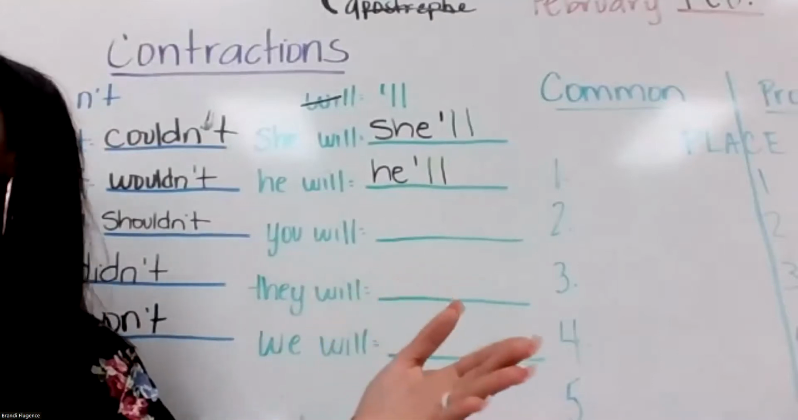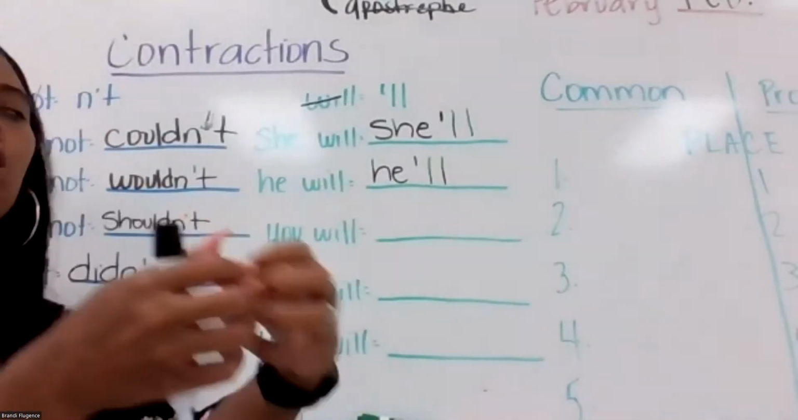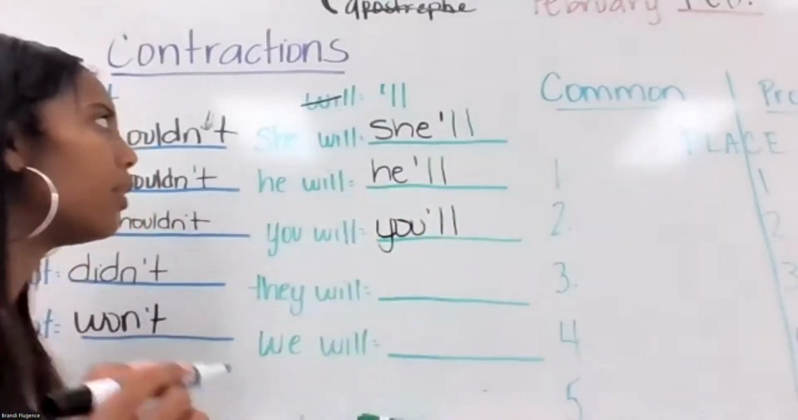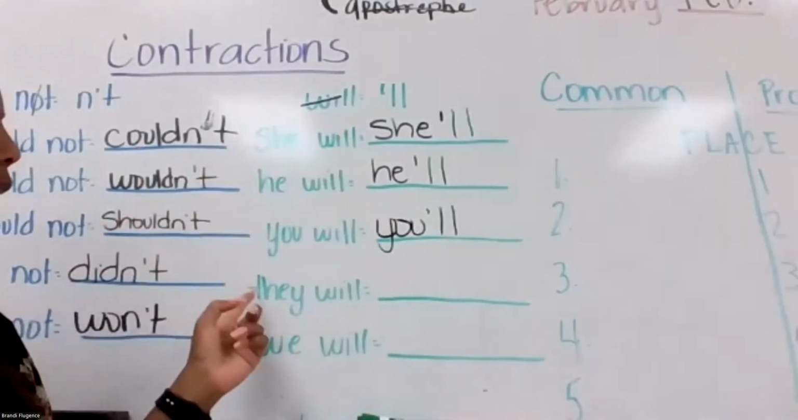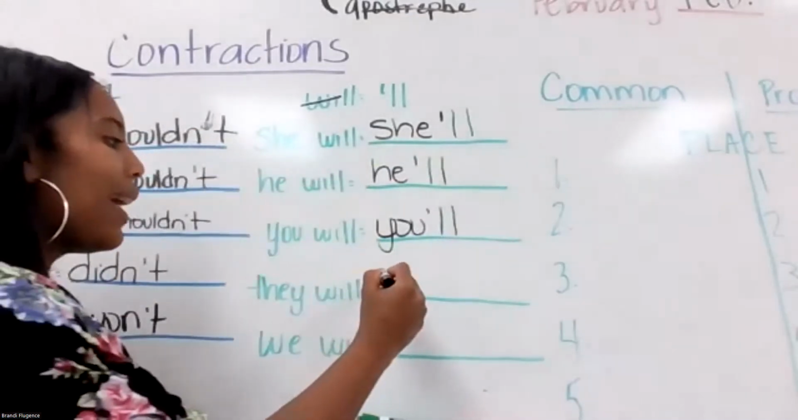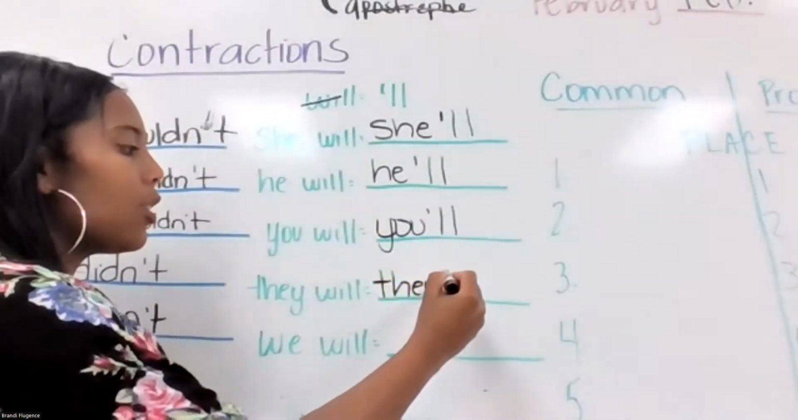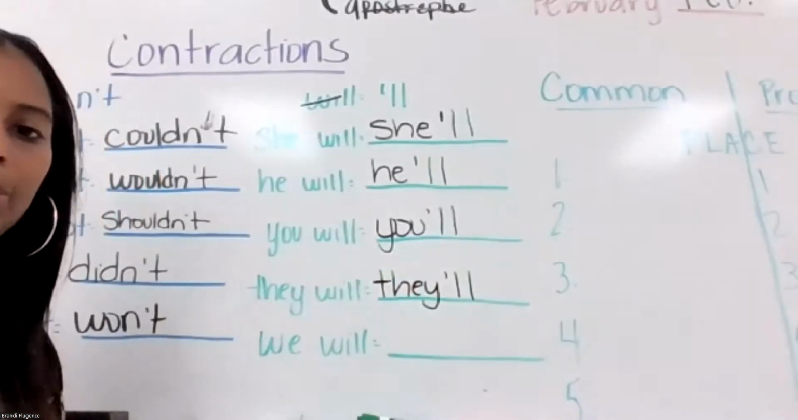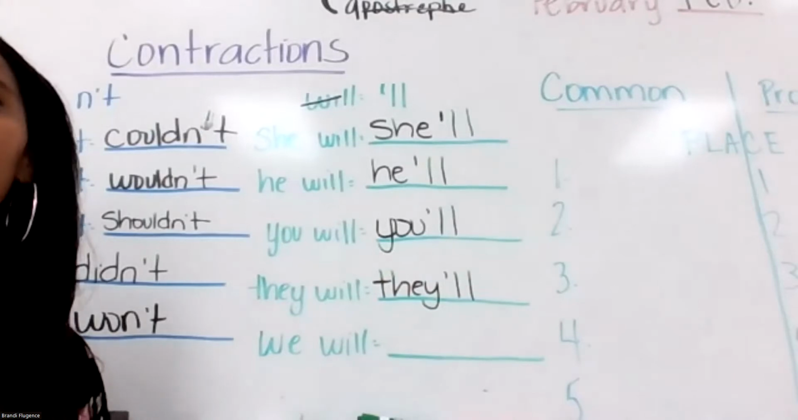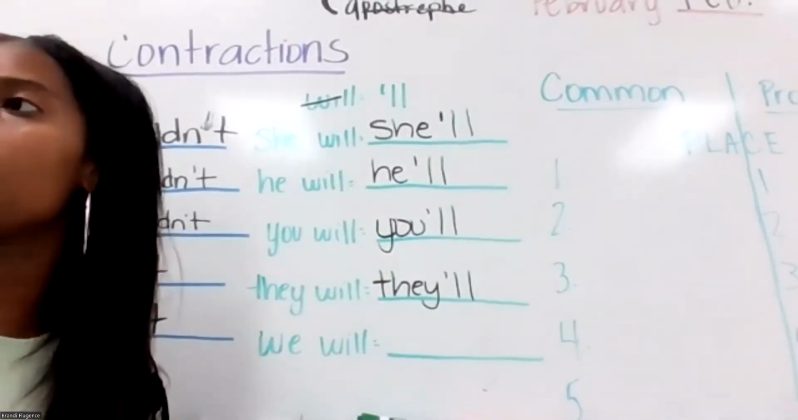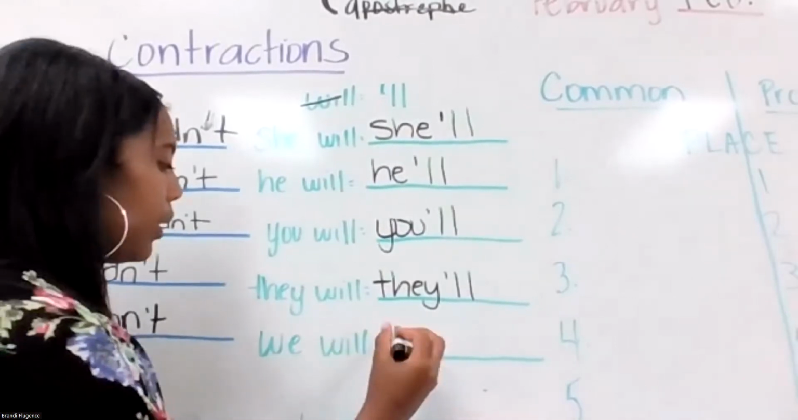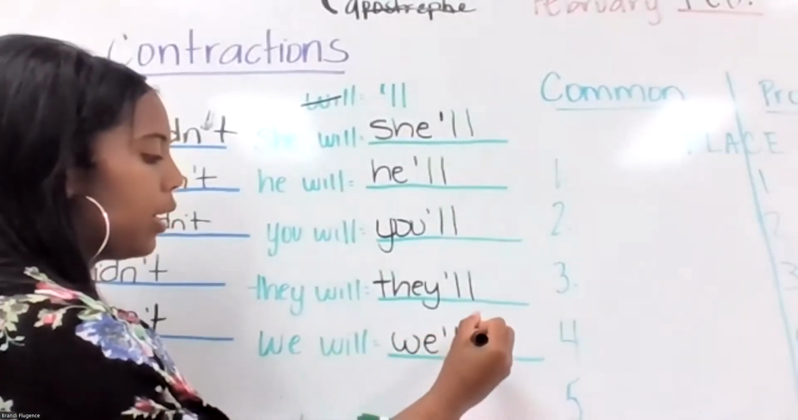Next, you will. We have you, we have will. We put them together, it becomes you'll. YOU apostrophe LL. Taking out that WI. Next, they will. They and will contracted together becomes they'll. It's still they, it's just LL. They'll. Then the last one, we have we and will. Anybody know what it becomes? We and will together becomes? We'll. WE apostrophe LL.